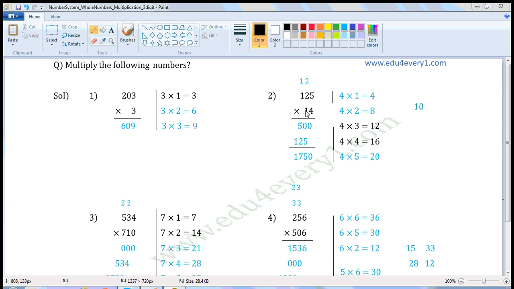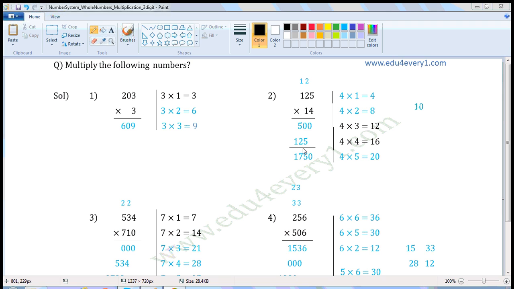First we have to multiply 1 with 5. 1 into 5 is 5. So leave one space and write 5 below 0. Now we have to multiply 1 with 2. 1 into 2 is 2. So write 2 before 5. Next we have to multiply 1 with 1. 1 into 1 is 1. So write 1 before 2.